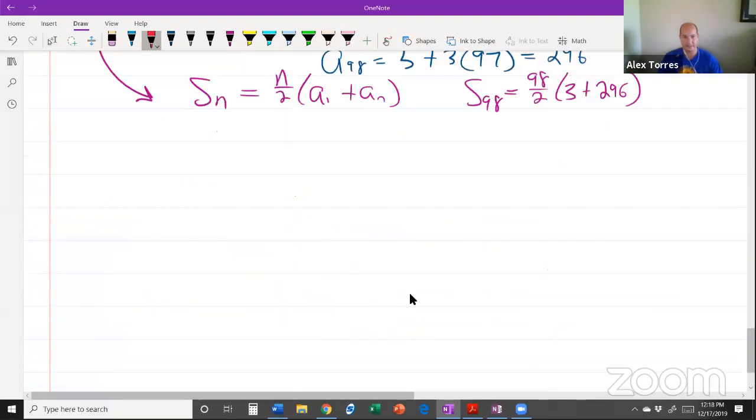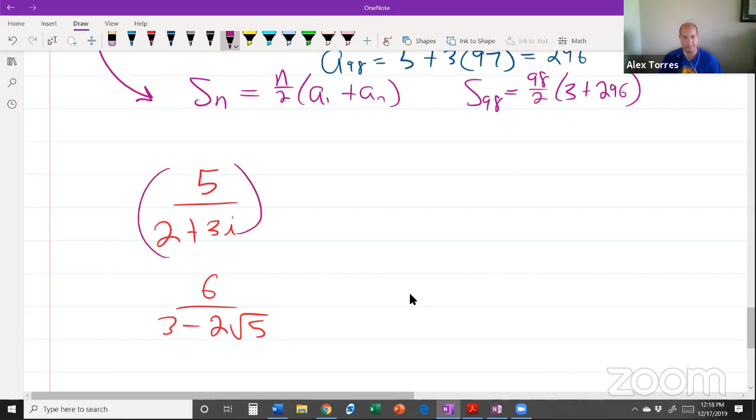This would be the idea that if I had something like 5 over 2 plus 3i, or similarly 5 over 3 minus 2 radical 5, both of these are in a format that we don't want. We don't want i or a radical on the bottom. And so a lot of times you'll see, what's an equivalent expression to these, which is just asking you to practice that skill. And what we're talking about is the complex conjugate.